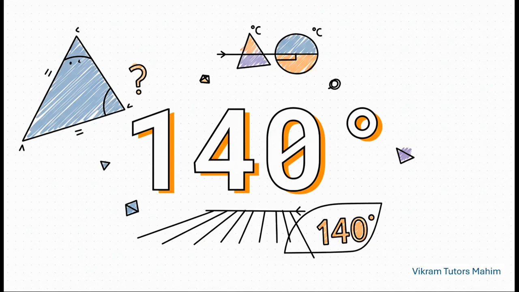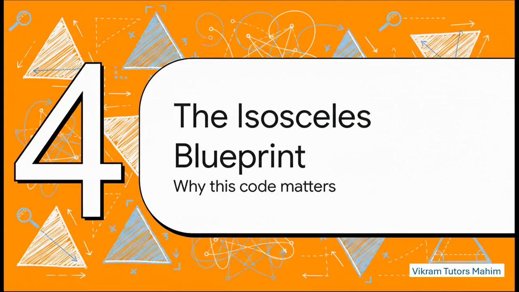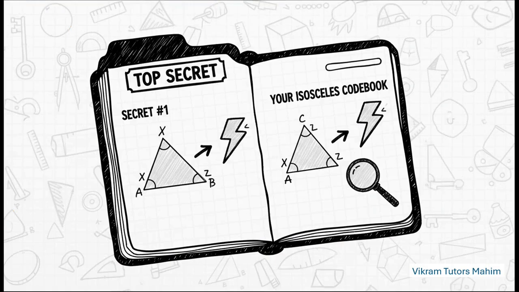How cool is that? You see how those two simple secrets let us completely unravel a problem that looked way more complicated at first? So let's just step back for a second and appreciate the blueprint we've just uncovered. This really isn't just about triangles. It's about learning to see hidden connections and using pure, simple logic to solve problems. So here it is, your official Isosceles codebook, ready for action.